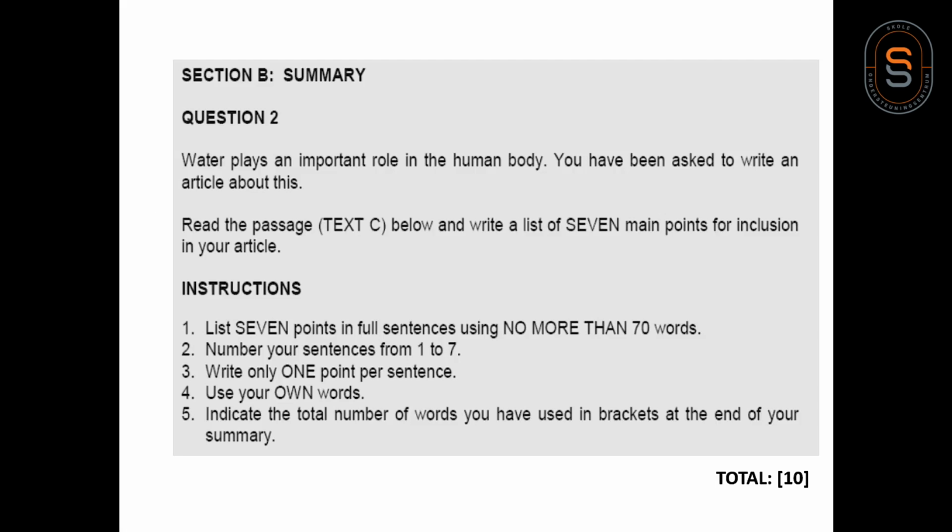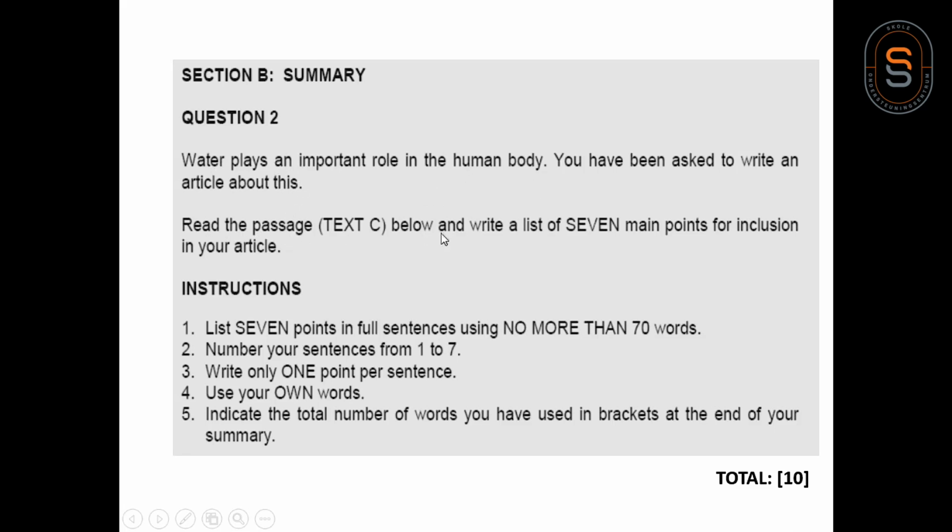Let's look at an example from a paper. Water plays an important role in the human body. You have been asked to write an article about this. So this is what you need to summarize: the role that water plays in the human body. So you have to look for those facts.